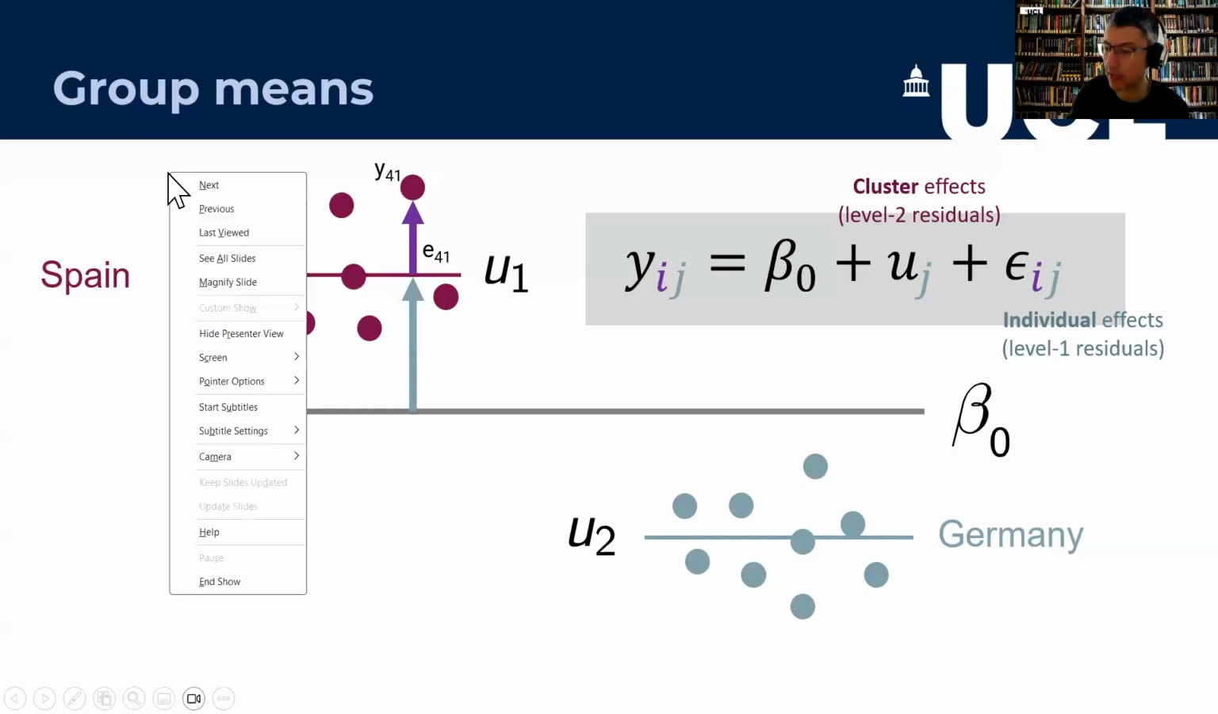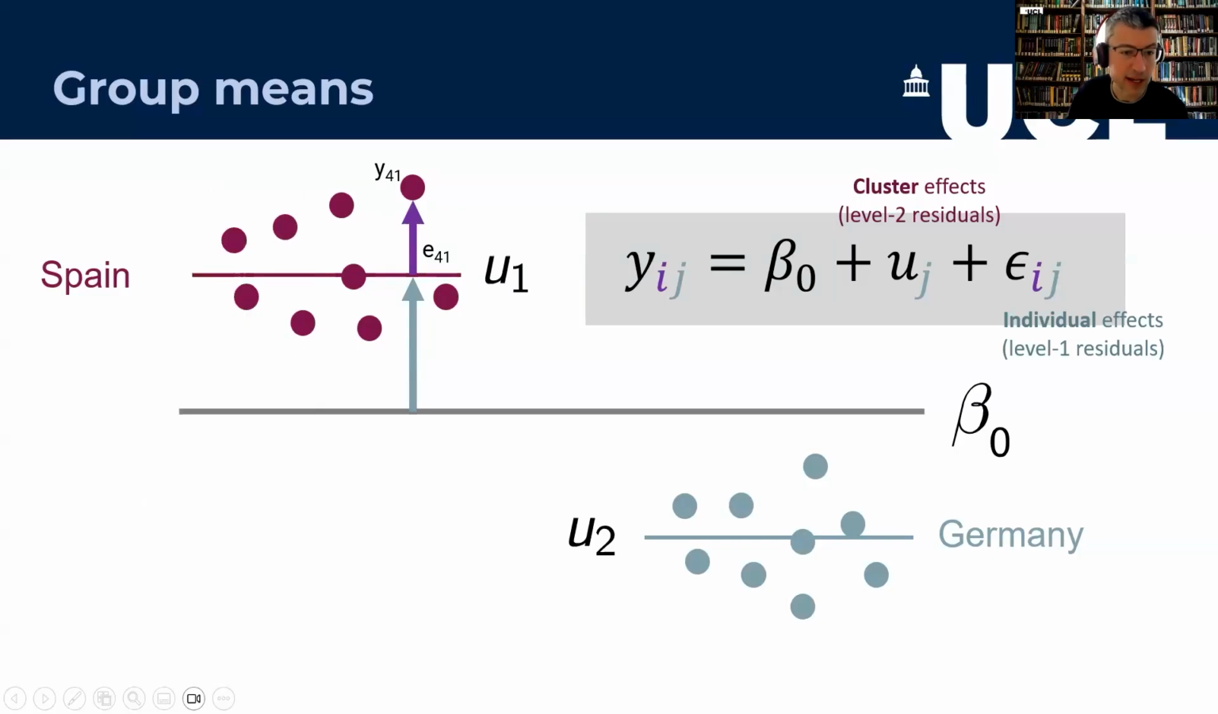Actually, let me see if I can actually add. There you go, a laser point. So let's assume that this is the observed value for a certain person. So subject number 4. That was observed in country number 1.